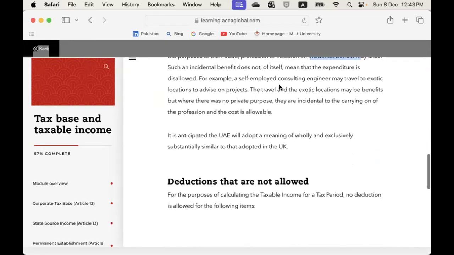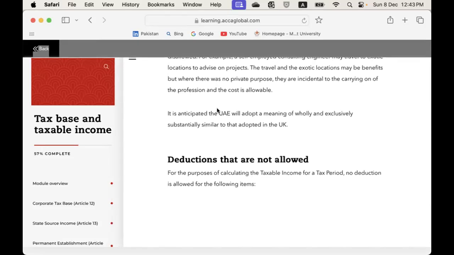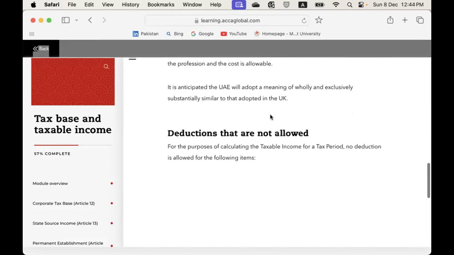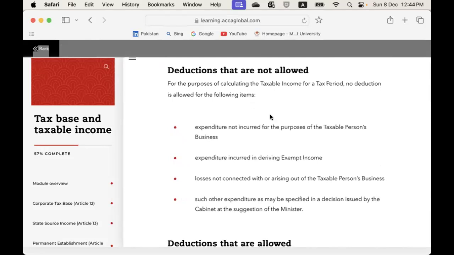For example, a self-employed consulting engineer may travel to exotic locations to advise on projects. The travel and the exotic locations may be benefits, but where there was no private purpose, they are incidental to the carrying on of the profession. That's why we guys love the audit profession, right? We have to travel to different places, and so that's an incidental benefit. It is anticipated the UAE will adopt a meaning of wholly and exclusively substantially similar to that adopted in the UK. So it is on the same line.